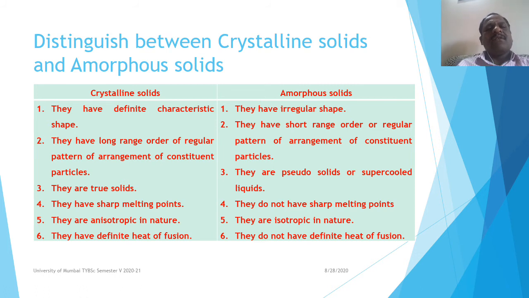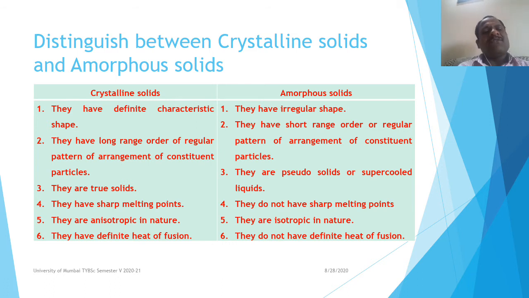Third point, crystalline solids are true solids. Amorphous solids are pseudo solids or supercooled liquids. Why are crystalline solids true solids? Because they have characteristic properties. Such a characteristic feature is not seen in amorphous solids.